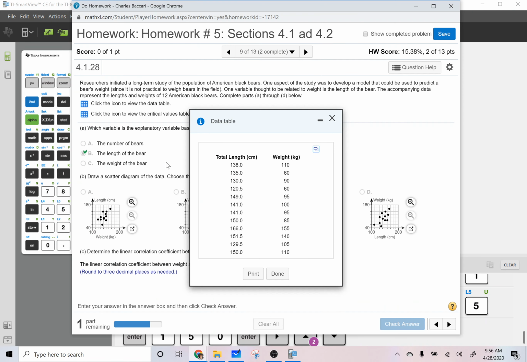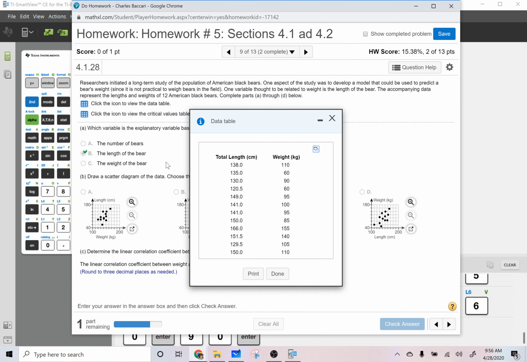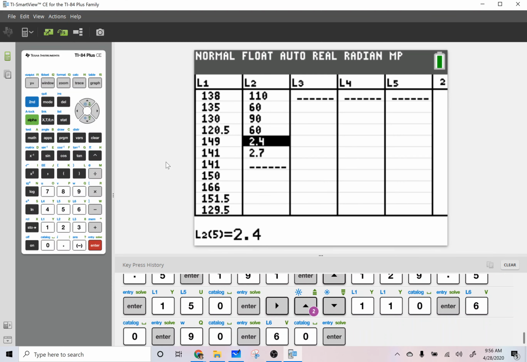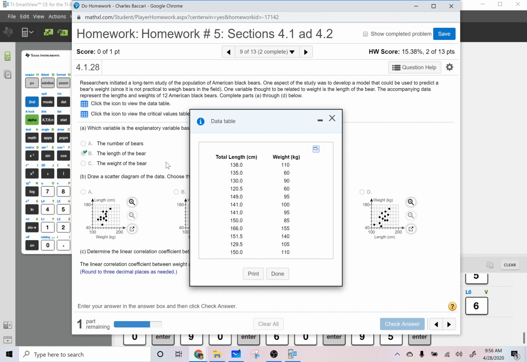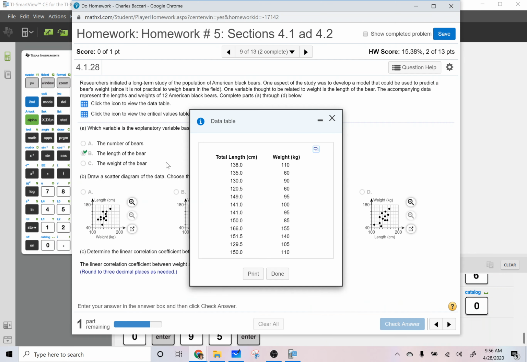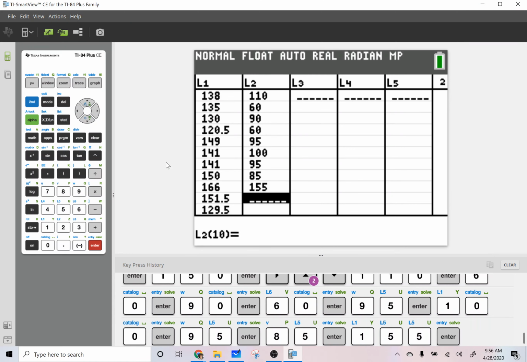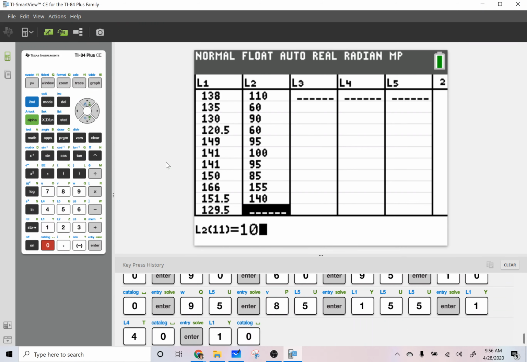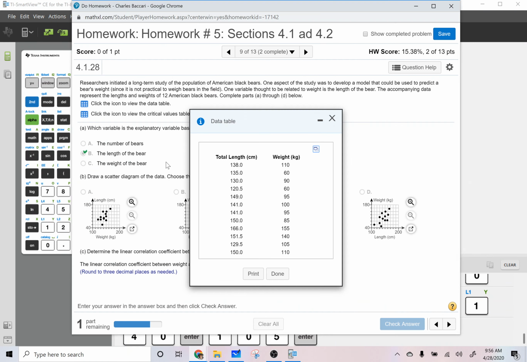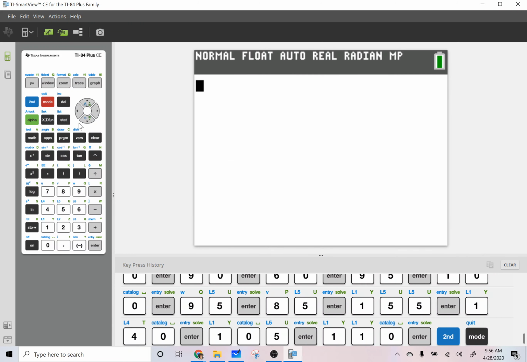Then we're going to do list 2. That's 110, 60, 90, 60, 95, 100, 95, 85, 155, 140, 105, and 110. Okay, so that's entered. We go ahead and quit that.